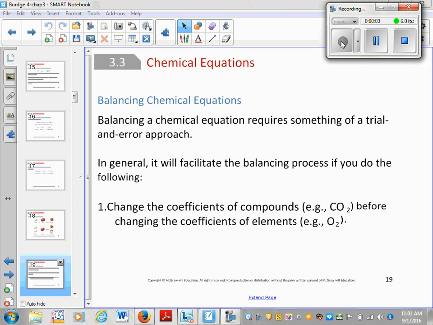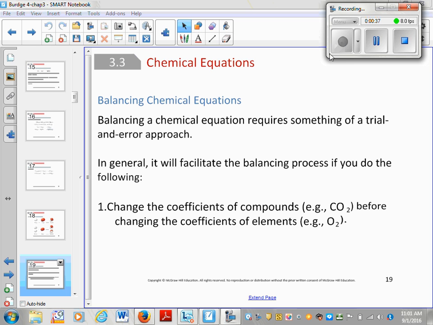All right, picking up where we left off, here's some hints that they have for balancing equations. And I gave you the hints that I had. They recommend changing the coefficients of compounds before changing the coefficients of elements. So you would do CO2 before you did oxygen. And what I said was, leave oxygen and hydrogen for last. And out of the two, whichever one is the element, leave for the last of the last.